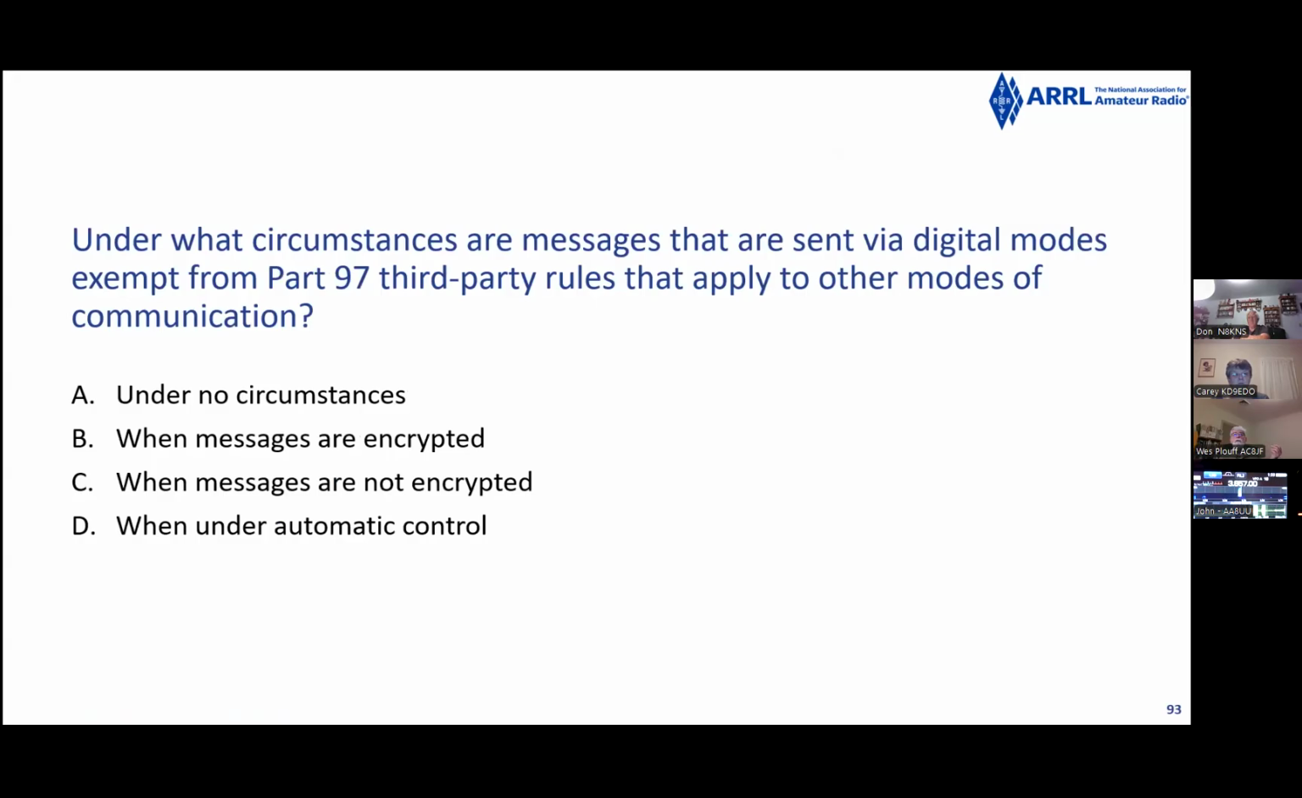Under what circumstances are messages that are sent via digital modes exempt from Part 97 third-party rules that apply to other modes? A, never. B, when messages are encrypted. C, when they're not encrypted. Or D, when they're under automatic control.